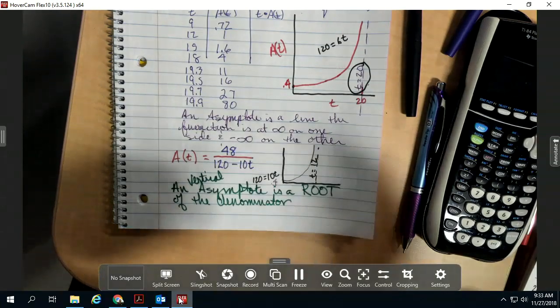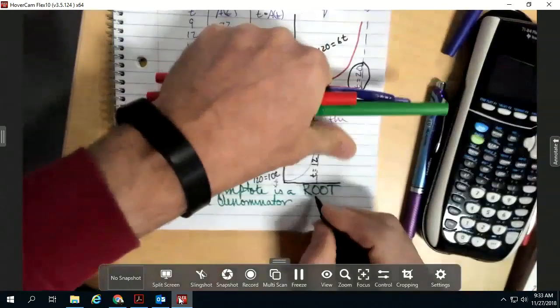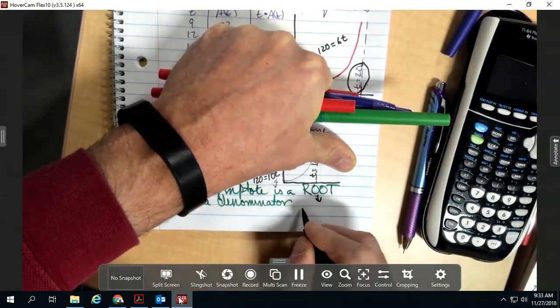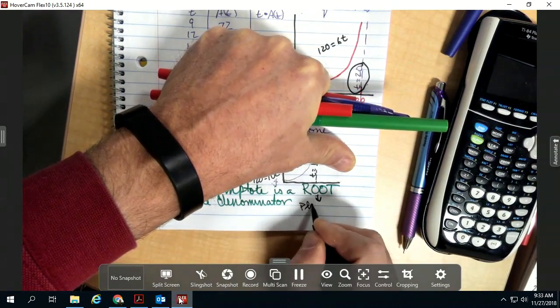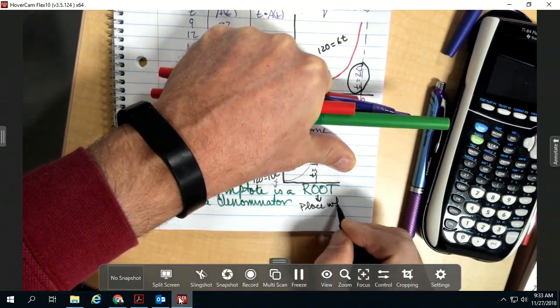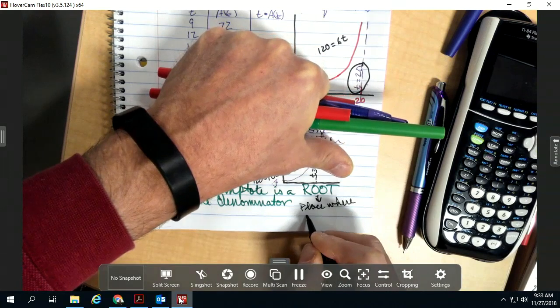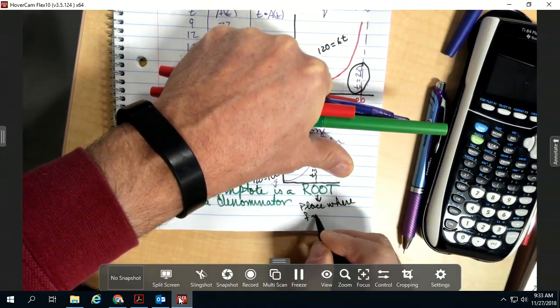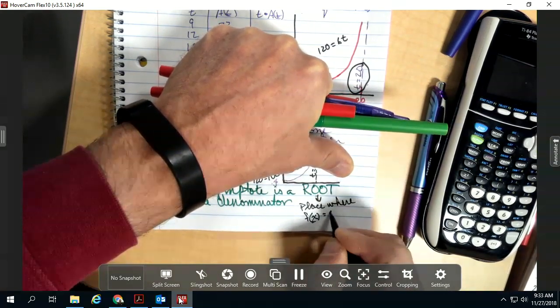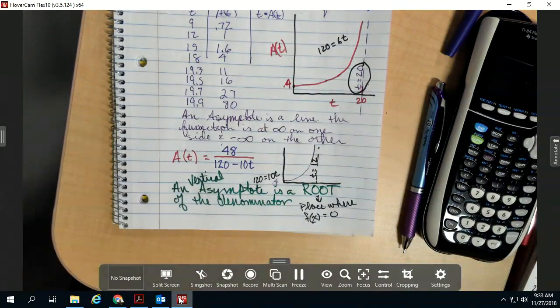I'll define root here just to help you. Root: place where f of x equals 0.